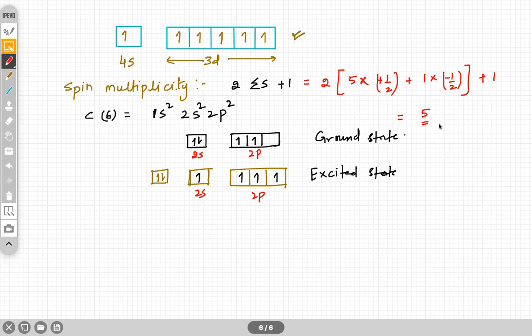Transition of electron requires some energy. So when the carbon atom is going for reaction, in the reaction we need to provide that energy, then only the electron excites.